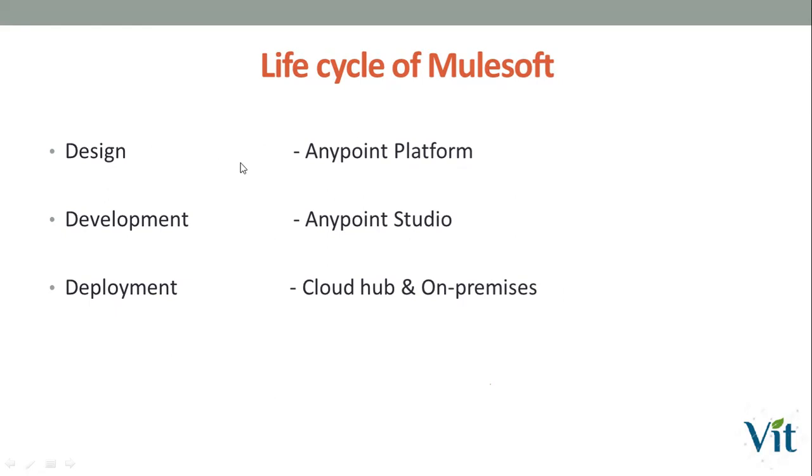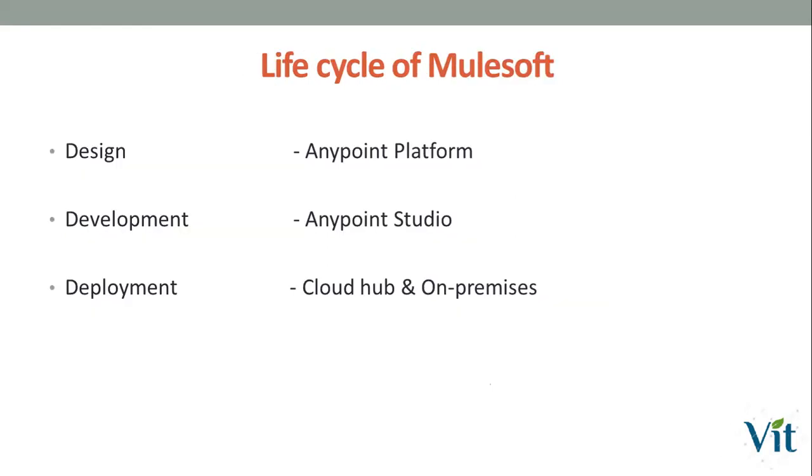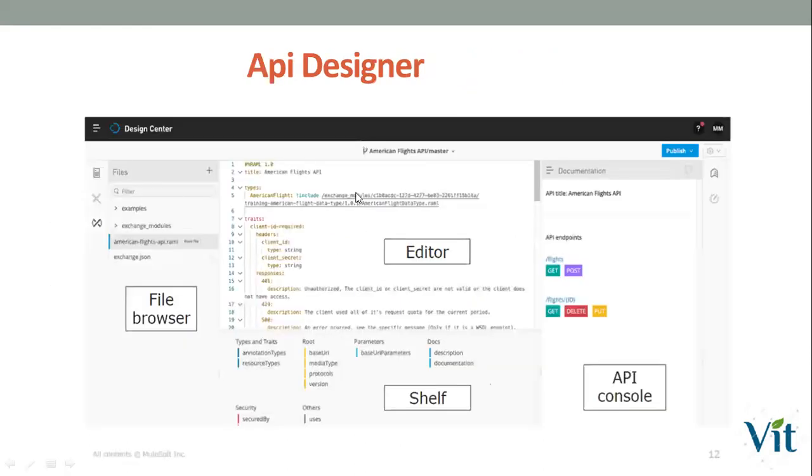Okay, if you see design in Anypoint Platform, how are we going to design? This is how we are going to do it in Design Center. So here if you see, file browser is there, editor is there, we have a shelf and API. So before going to develop an API, we are going to design. The same way how we are going to build a house.